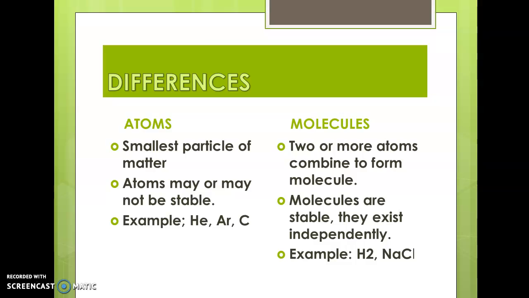Now, what is the difference between atoms and molecules? See, an atom is the smallest particle and a molecule is slightly bigger than an atom because 2 or more atoms combine to form a molecule. And atoms may or may not be stable. As atoms, they cannot exist independently in some cases. But molecules can exist independently. Examples are helium, argon and carbon. So all the elements are represented by a symbol. An example of a molecule of one element and a molecule of a compound is given: H2 and NaCl.